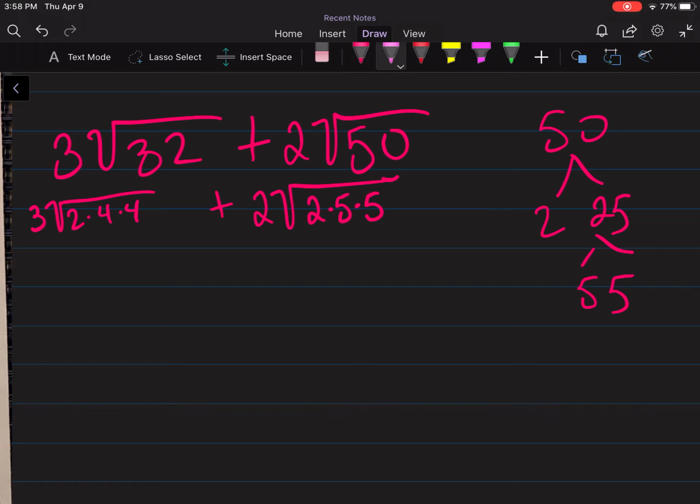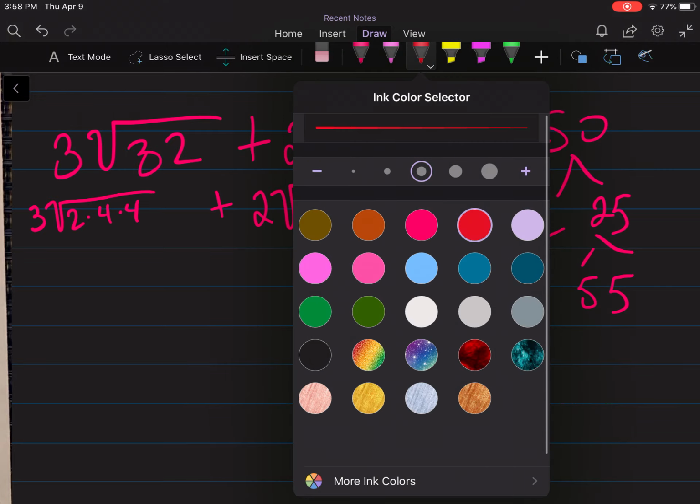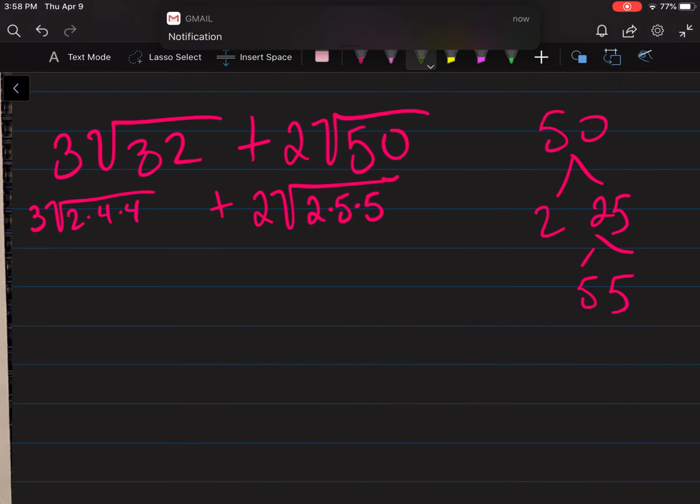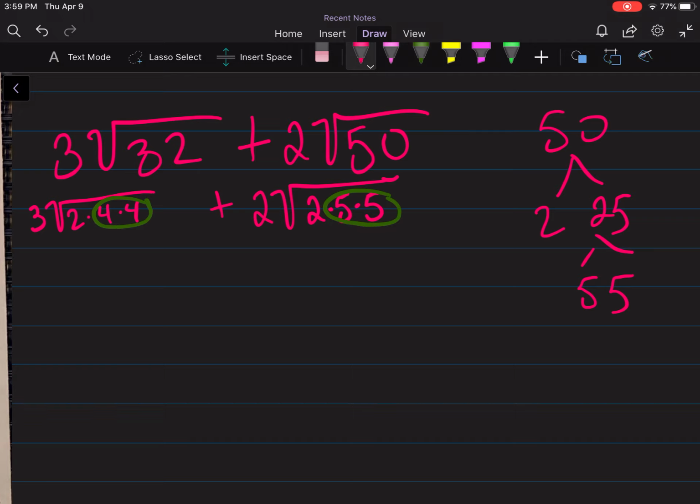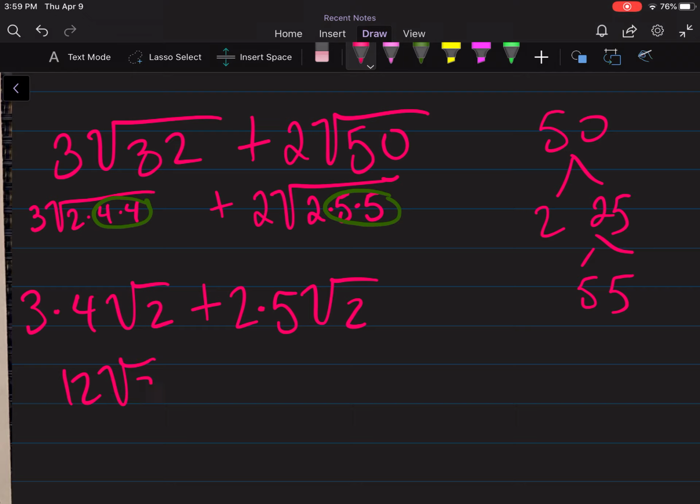Now remember, we're looking for the pairs on the inside. There's pairs right there, and there's pairs. We can bring one of each pair out. So we have 3 times 4 root 2 plus 2 times 5 root 2. So 3 times 4 is 12 root 2 plus 2 times 5 is 10 root 2.